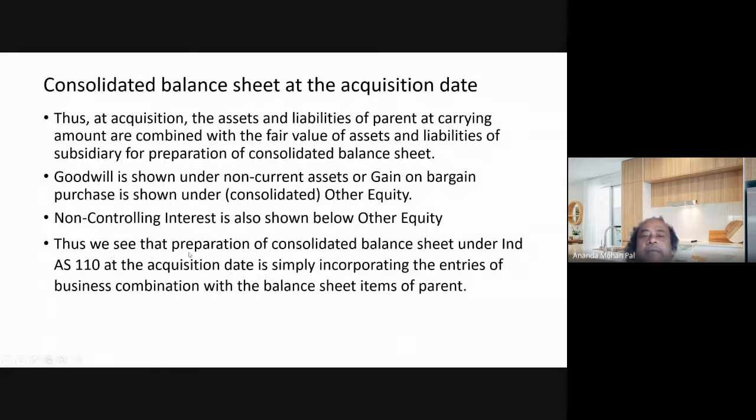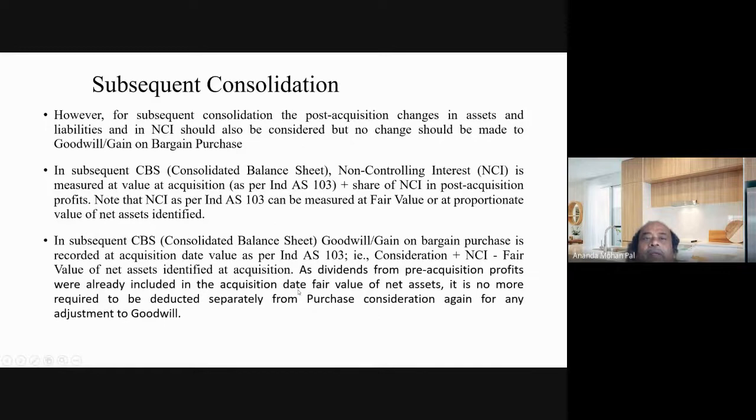Thus, we see that preparation of the consolidated balance sheet under Ind AS 110 at the acquisition date is simply incorporating the entries of business combination with the balance sheet items of the parent. And that's as simple as that. In subsequent consolidation, there lie huge difficulties. I have to bring certain points before you, which are difficult and complicated, but I will still try.